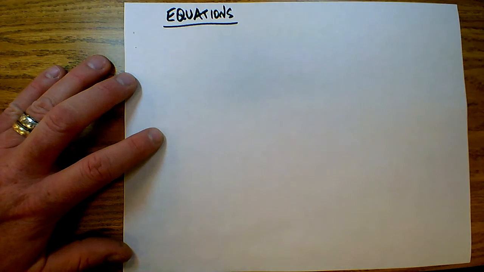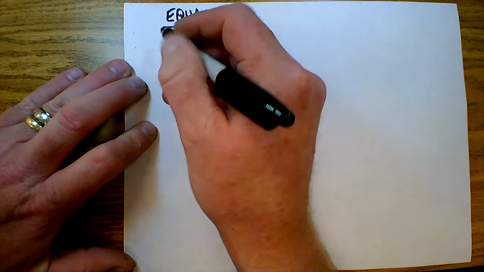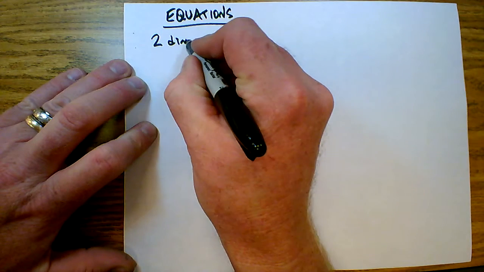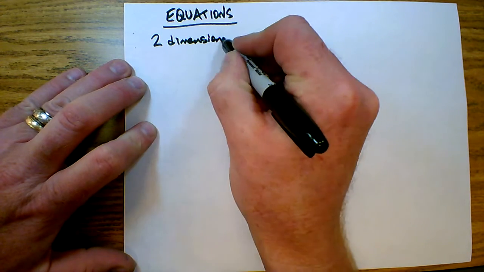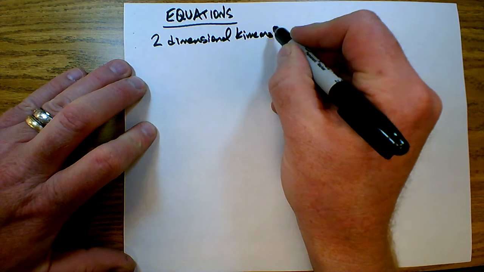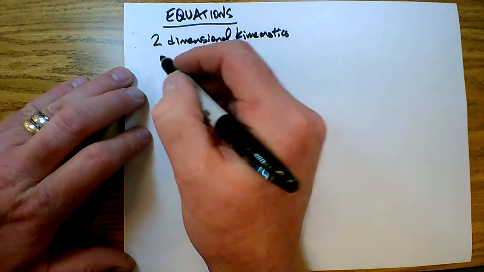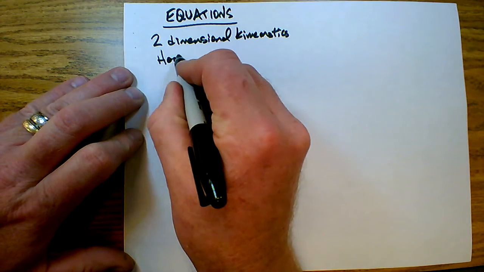Right, let's continue our discussion about equations for AP Physics. So we're going to start with two-dimensional motion. Two-dimensional kinematics basically uses the equations of one-dimensional kinematics with a couple of exceptions. With two-dimensional kinematics, of course, we split everything into horizontal and vertical.